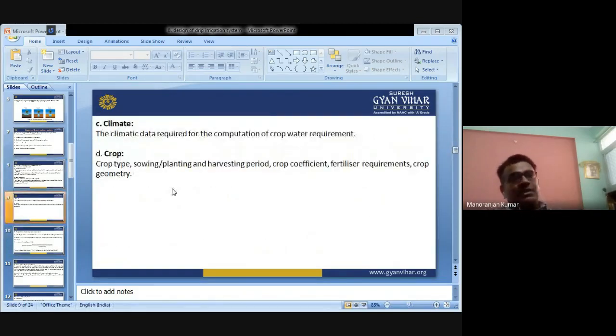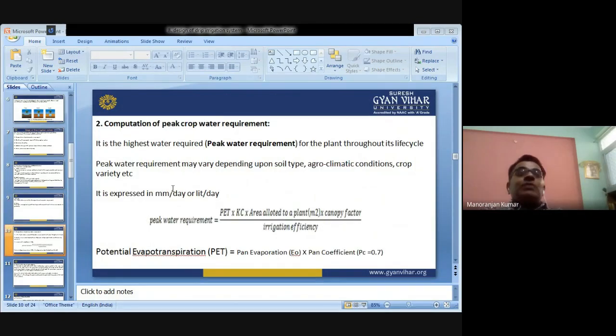Now, the second step after collecting all the data is to compute the peak water requirement. Water requirement means the plant at different stages requires different water quantity. If the plant is small, then it will require less quantity of water. If the plant is young, then it will require some more quantity of water. After some time, the water required by the plant is highest. Okay, so that highest water required by the plant is known as the peak water requirement.